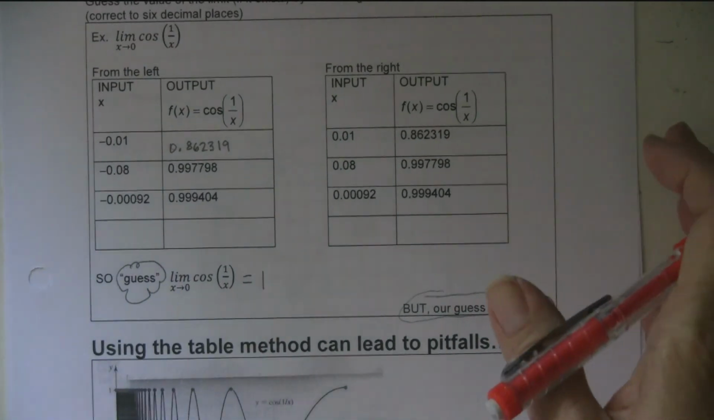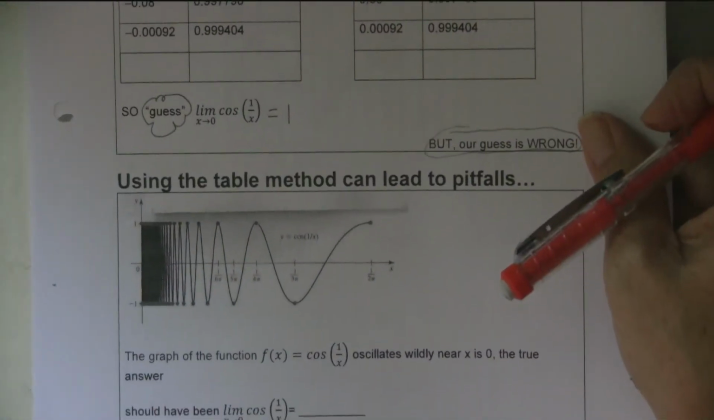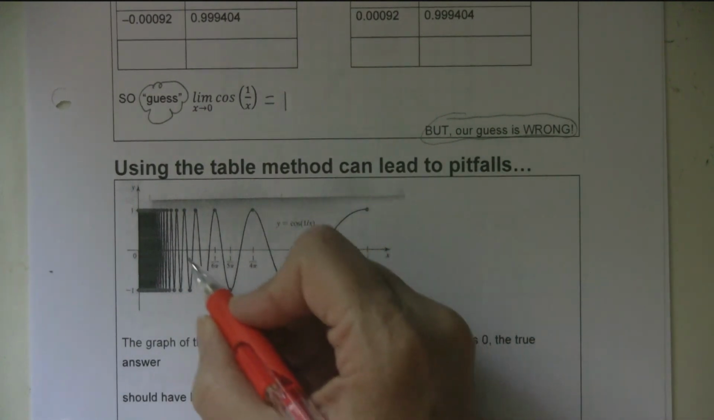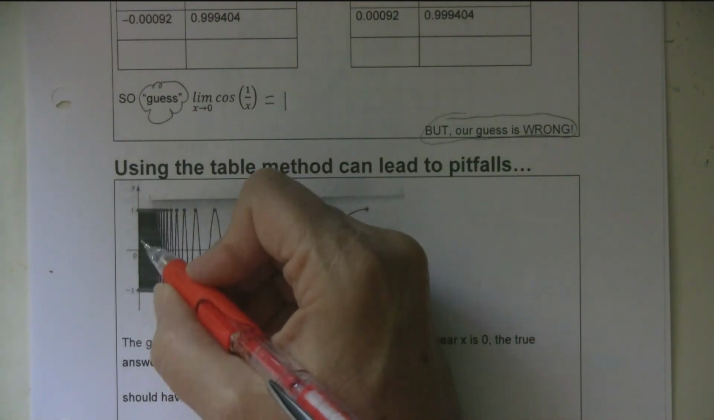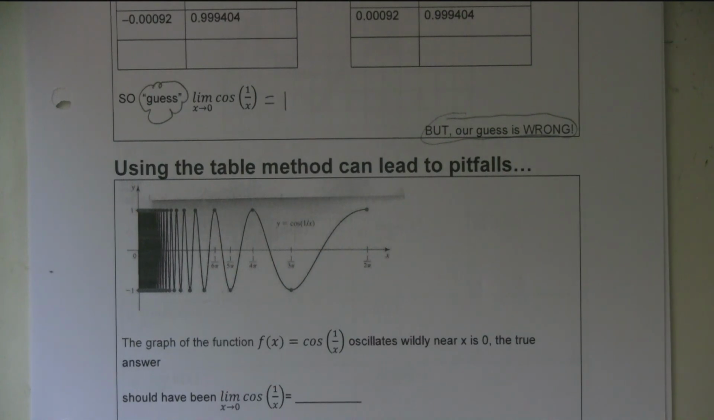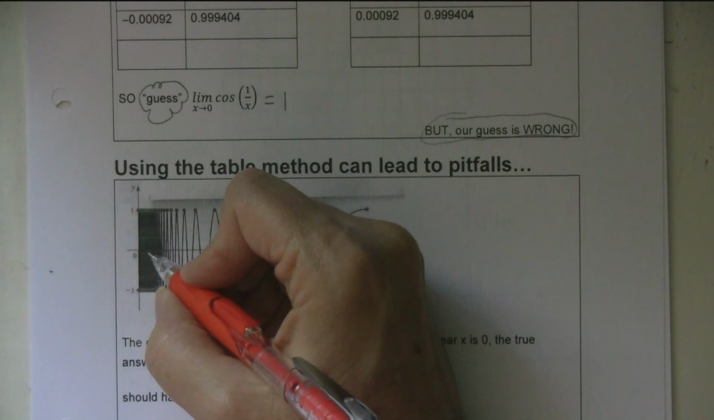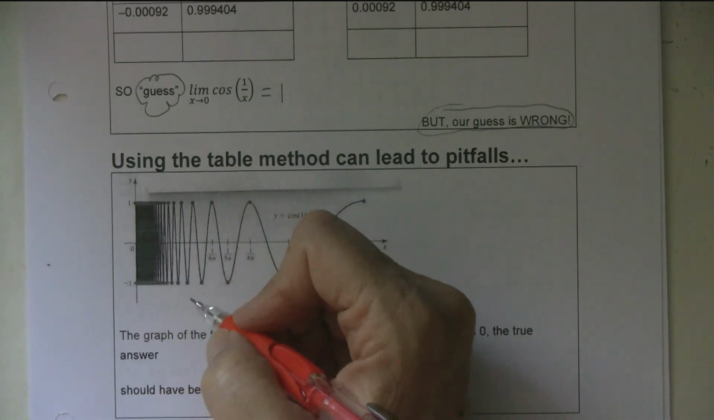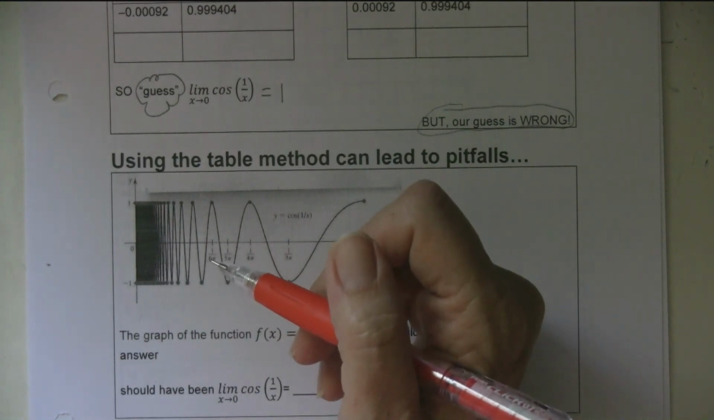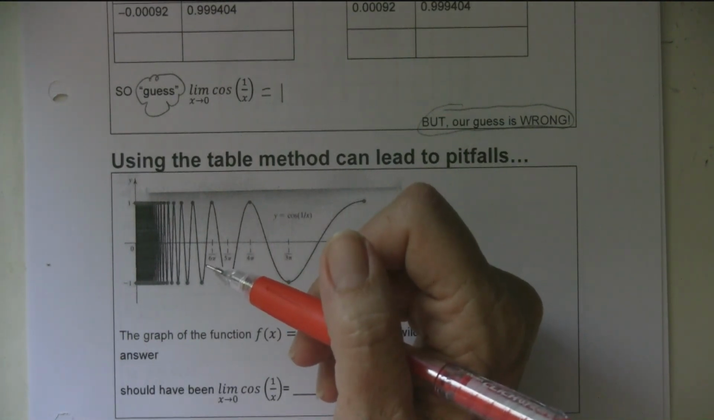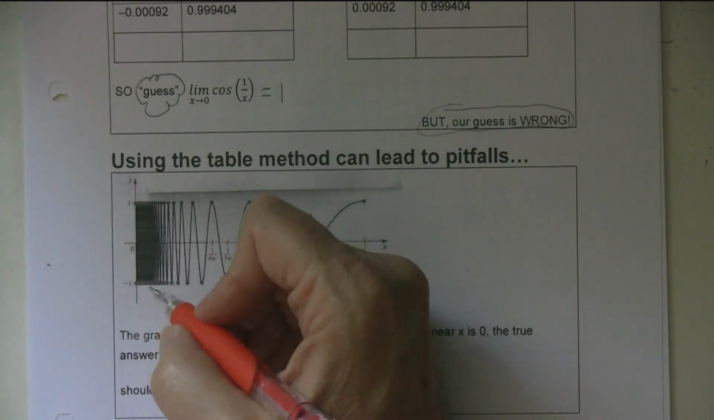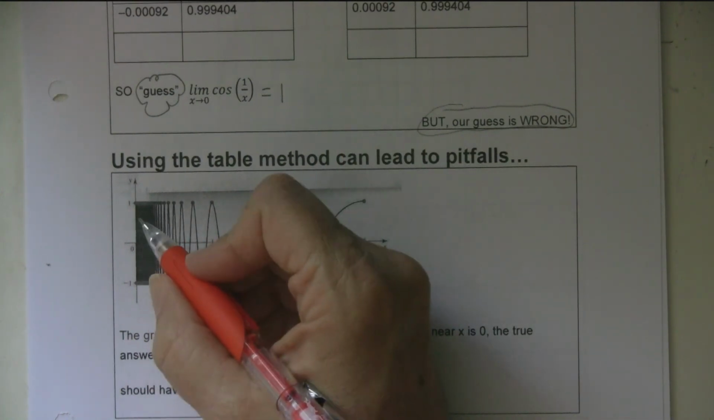And so I want to show you what the graph looks like of this. So this is y equals cosine of 1 over x, and that's why the table method leads to pitfalls. I'm just looking at a little bit bigger than 0. The other side would look exactly the same. Cosine is, what's that called again? Yeah, you got it, an even function. Cosine is an even function, and it's alternating wildly.